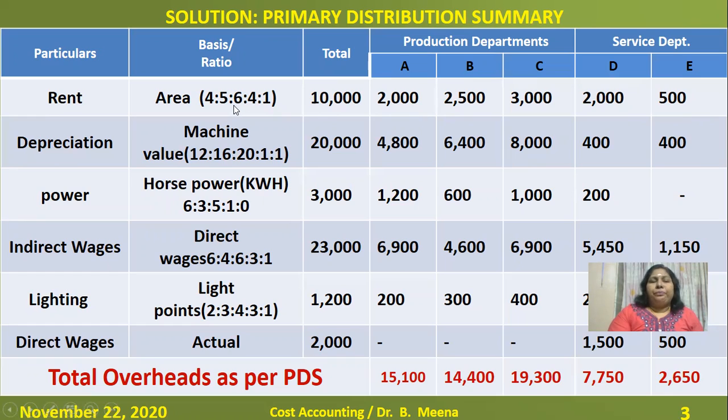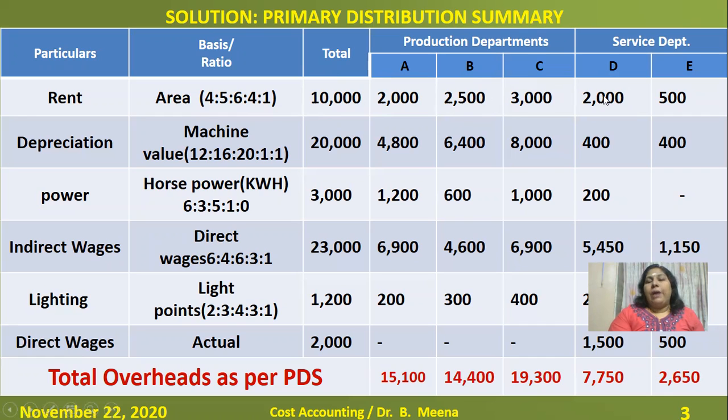So I'll get 4 by 20, 5 by 20, 6 by 20, 4 by 20, 1 by 20 for A, B, C, D, and E respectively out of 10,000. Then I'll get these values: 10,000 into 4 by 20, 10,000 into 5 by 20, 10,000 into 6 by 20, 10,000 into 4 by 20, 10,000 into 1 by 20.